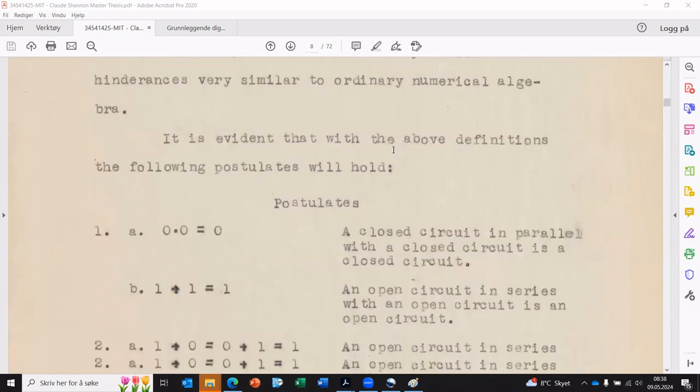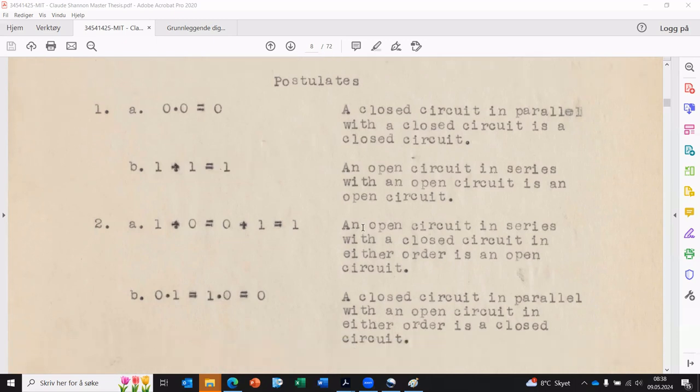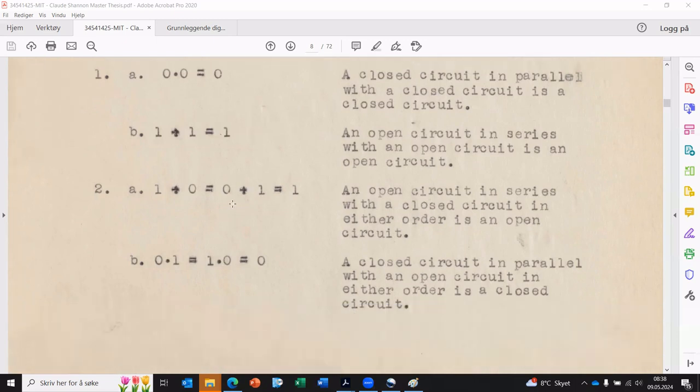And then he has some postulates. 0 times 0 is 0. A closed circuit in parallel with a closed circuit is a closed circuit. And then he has 1 plus 1 is equal to 1. An open circuit in series with an open circuit is an open circuit. And then he has other definitions as well.